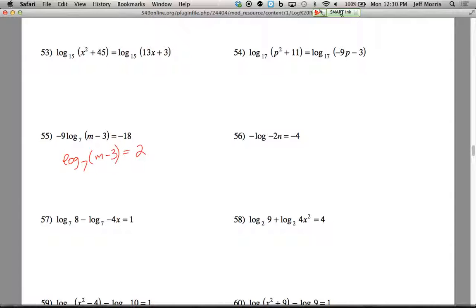Okay? Log on one side, here's what you do. You use your definition of a log, and you take it full circle. How do you do that? You convert it to an exponent. 7 squared equals that minus 3. There you go. Yep, divide it out. So you get 49 is equal to m minus 3, so what does m equal? 52. Now you get to a little bit harder one like 57.